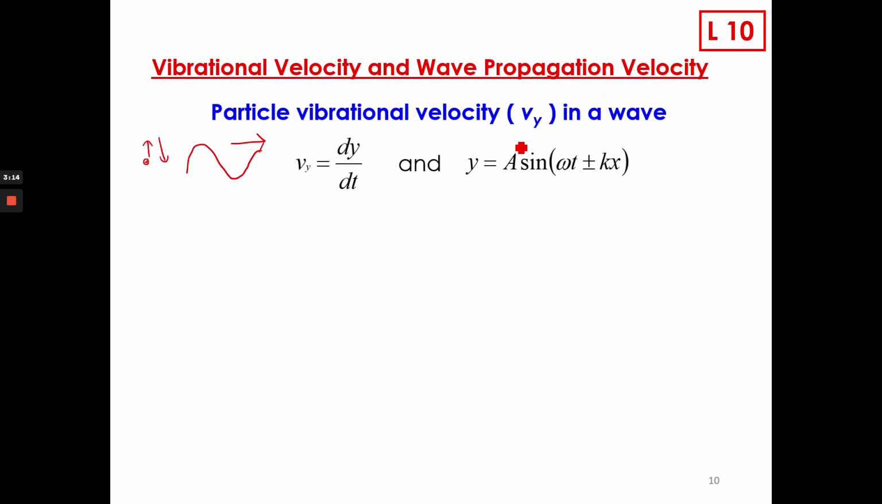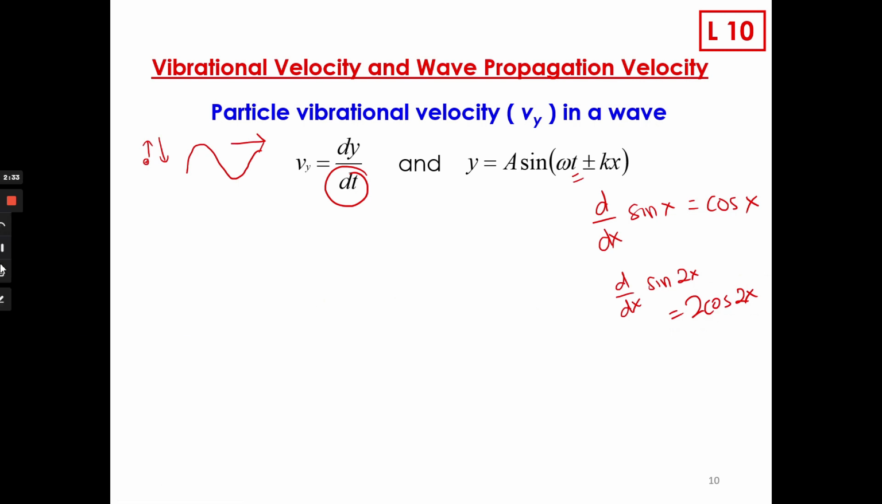So the first one, particle vibrational velocity. To calculate velocity, differentiate the displacement. From the general equation of displacement, y = A sin(ωt ± kx), we are going to differentiate this equation with respect to t. Recall that when you differentiate sin x, you get cos x. When you differentiate sin 2x, you get 2 cos 2x.